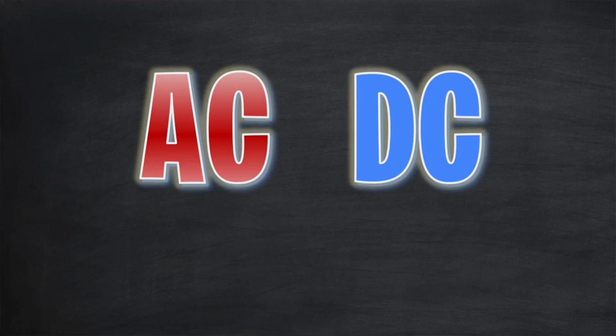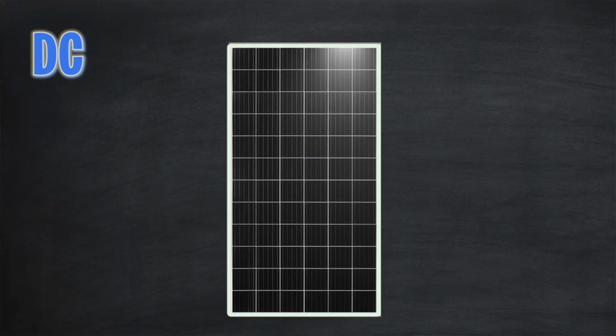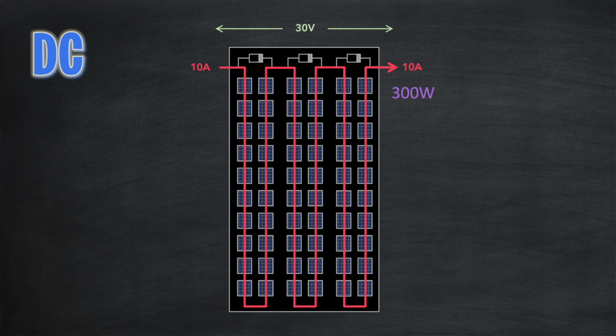AC and DC then, what is the difference between these two? AC stands for alternating current and DC stands for direct current. Let's look at DC first, as this is the easiest to understand. It's also what solar panels convert sunlight into before it's later converted into AC for use in the home. If you've watched my other videos, you'll recognize diagrams like this, where I talk about voltage across and current flowing through solar panels. On this particular panel, the voltage across the panel is 30 volts and the current flowing through it is 10 amps. But what do we actually mean when we talk about voltage and current, and how do they relate to each other?